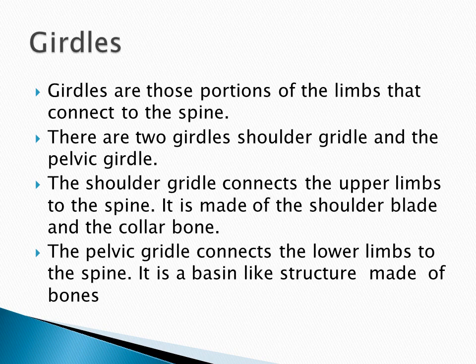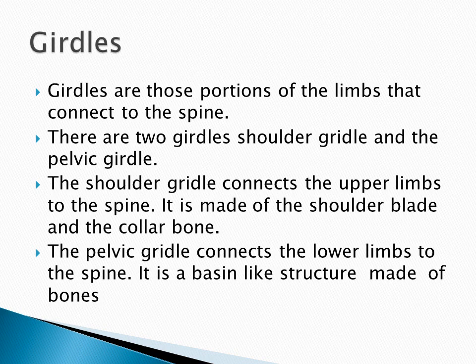Now see, the shoulder girdle connects the upper limbs to the spine and it is made up of the shoulder blade and collarbone. Come to page number 88. See the diagram of the shoulder girdle. So the hand is connected to the spine by means of the shoulder blade and also by means of the collarbones. And then the pelvic girdle connects our lower limb to the spine. It is a basin-like structure made up of bones.